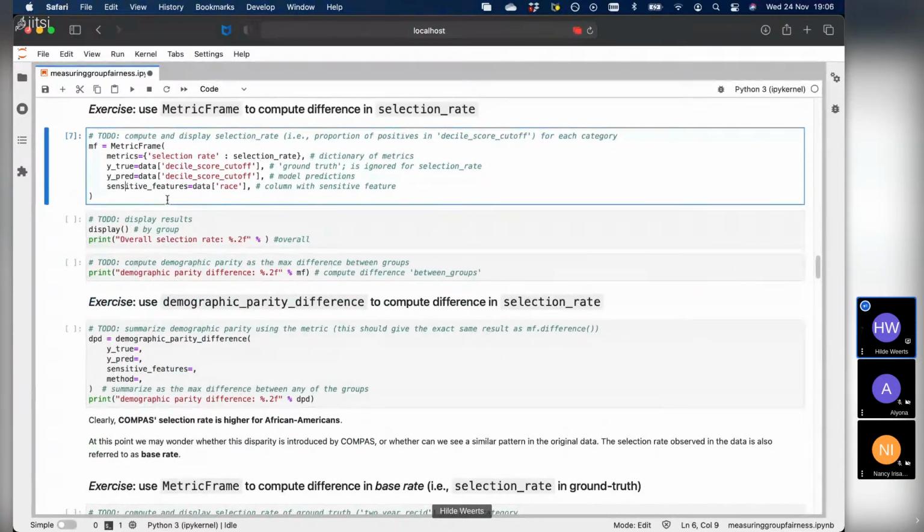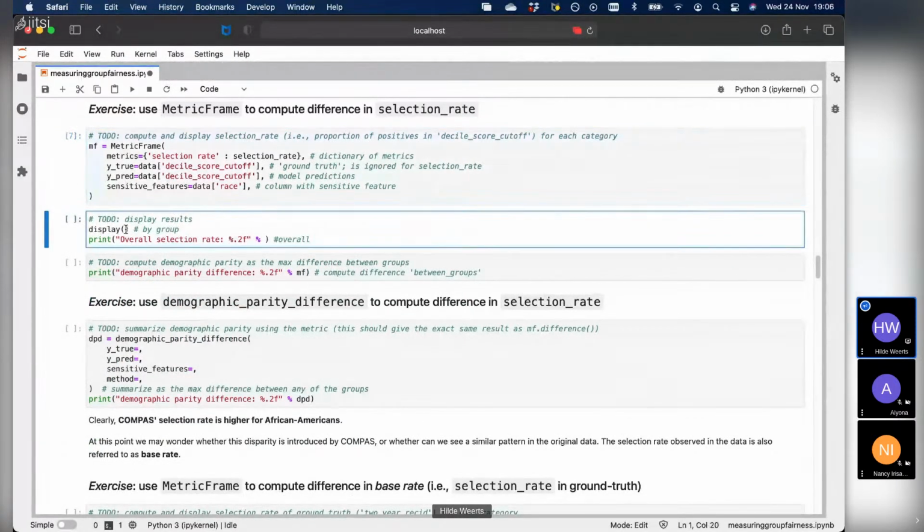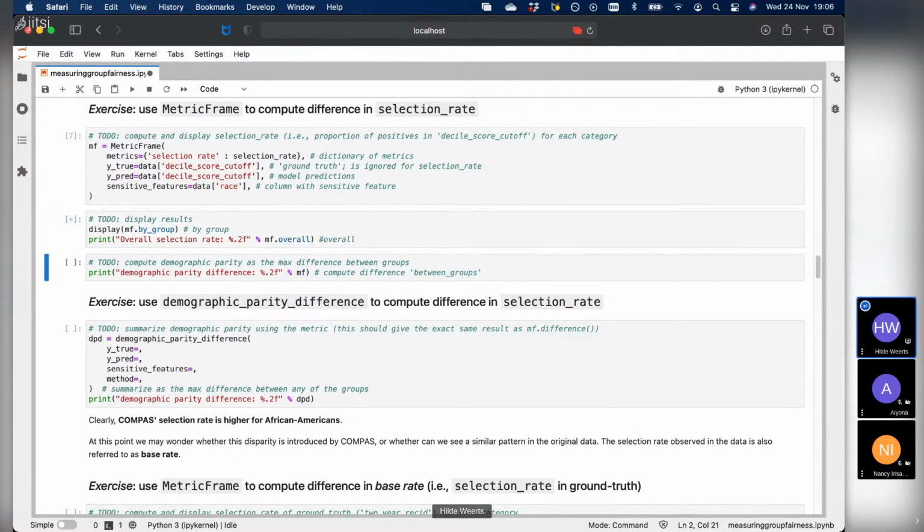So now we've computed this, but it doesn't really show you anything yet. So what we're going to do is look into by group. This is what I explained before, a nice little data frame that will showcase the computed metric for each group separately. And then we're also going to print the overall score like this.